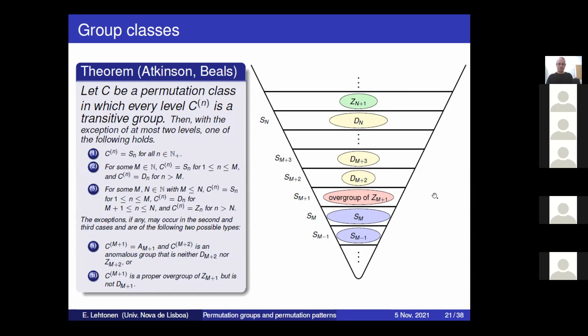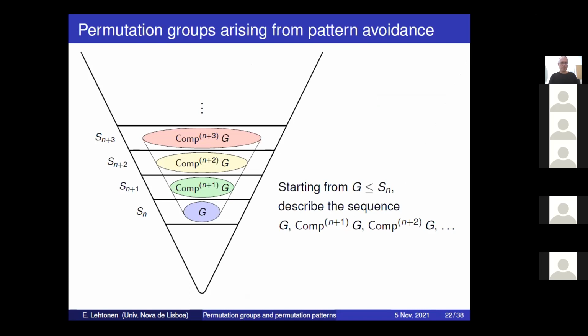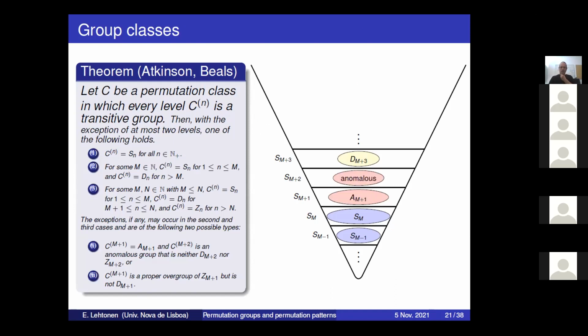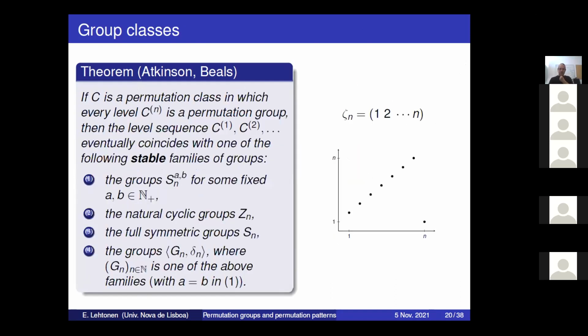And this is all. These are the permutation classes in which every level is a transitive group. So these were very nice results. However, there remain some open questions regarding this. Let's go back to the first result.